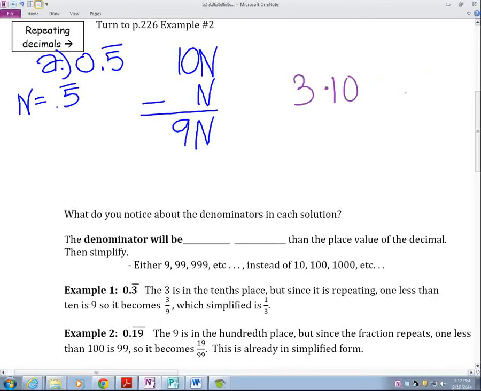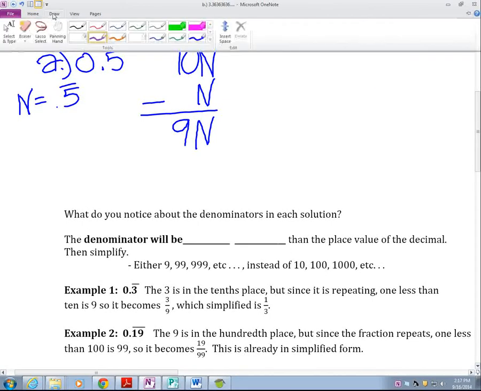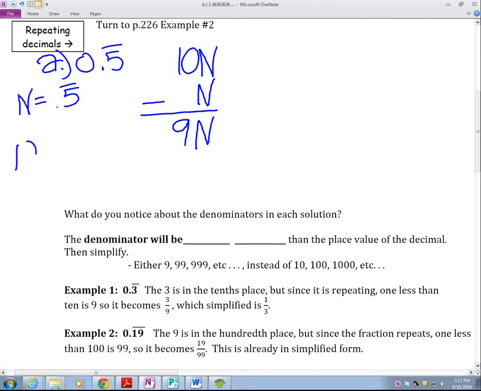Now, I have 10n equals 5.5555555555. Yes? Because I just showed you that 3 times 10 is 30, and 10 times this is going to be this. Okay? Hand up, Raven. This decimal point?